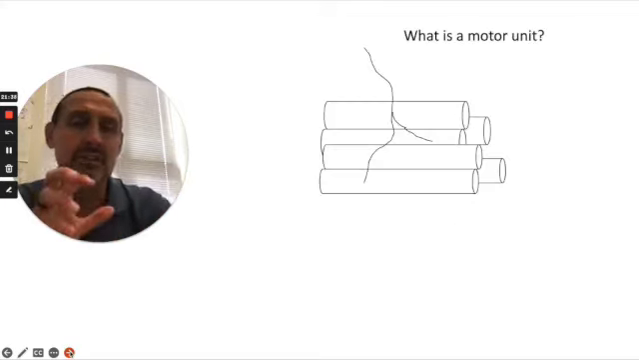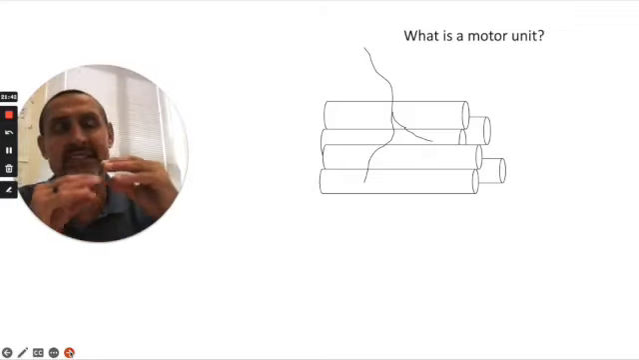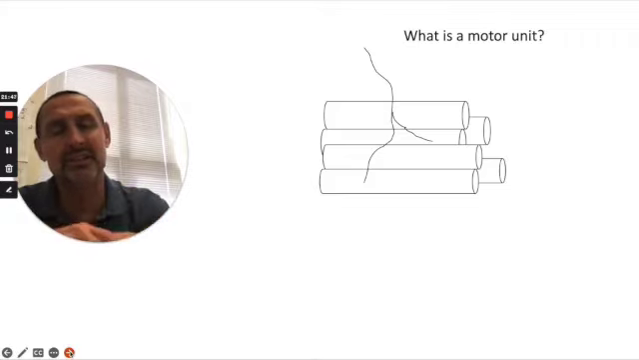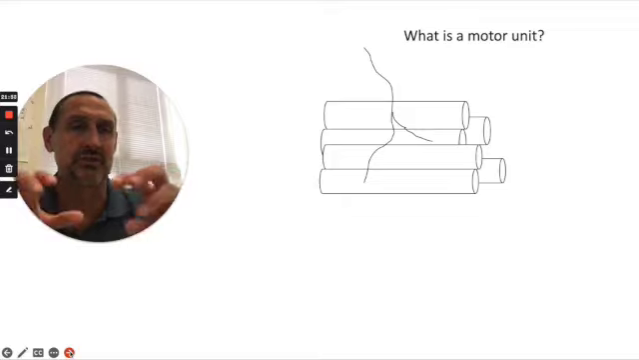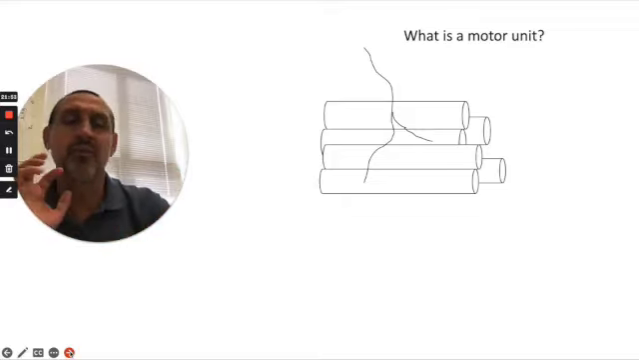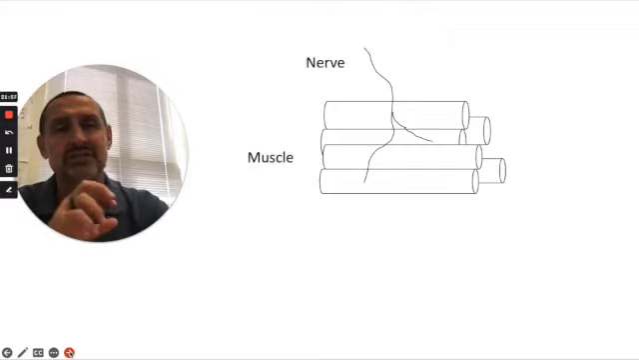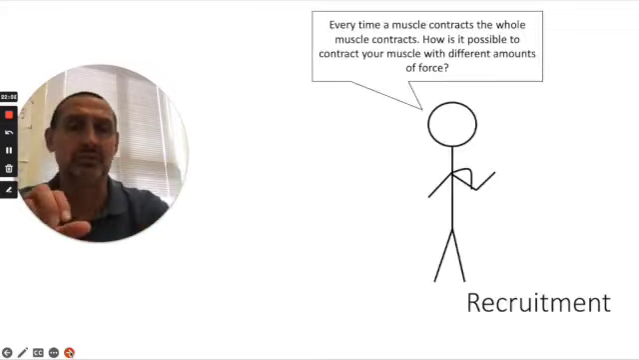So let's start with this idea of a motor unit. A motor unit is the cells and the nerve that controls them. So if you think of it like a military analogy, the nerve is like the commanding officer, the cells are like soldiers. So sometimes we need different motor units for different jobs. All right, so a motor unit's the nerve and the muscles that it controls.